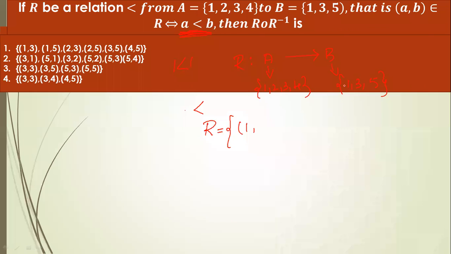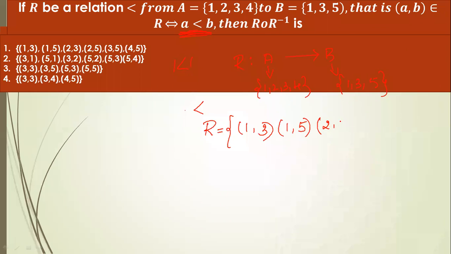Okay. Next 1 comma 3. What about 1 comma 3? Yes, because 1 is less than 3. Okay. Then what about 1 comma 5? Yes. So similarly you take 2.